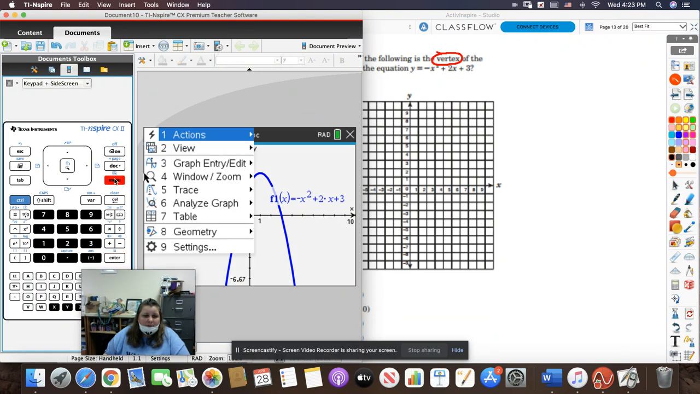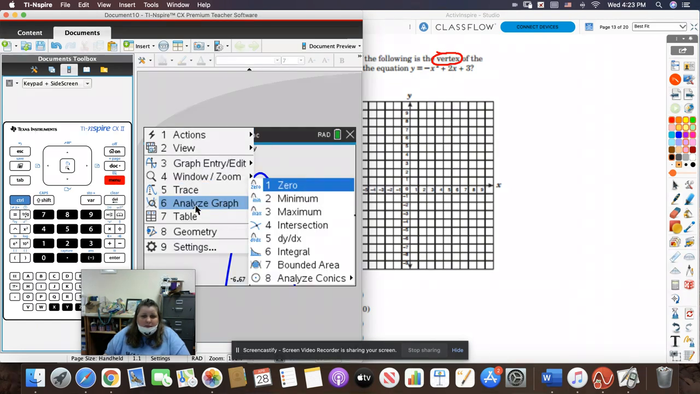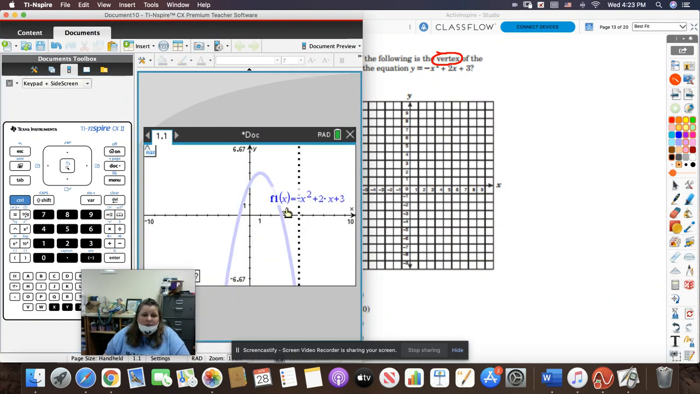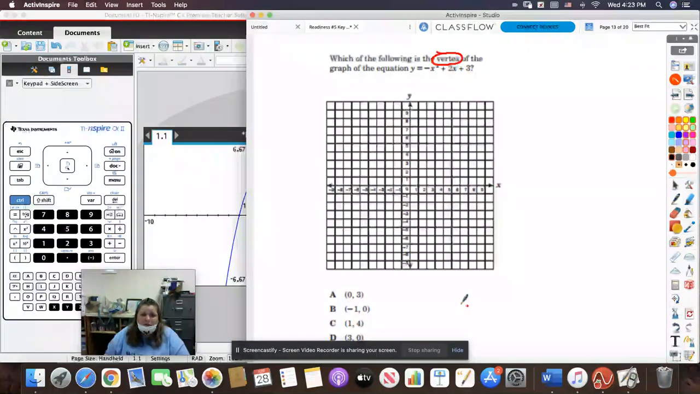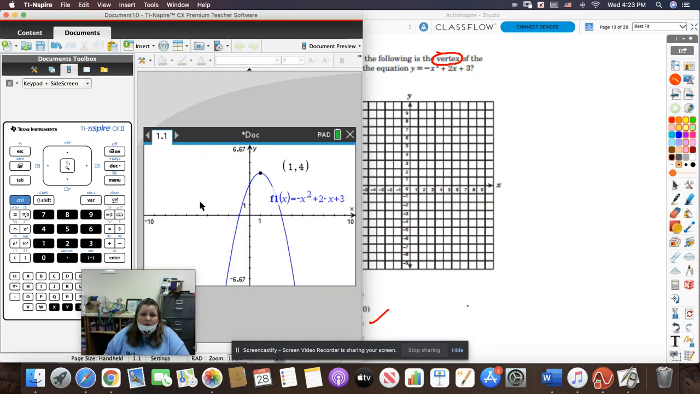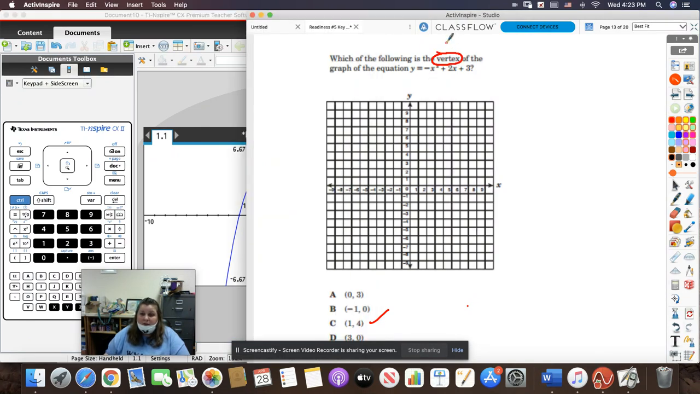Well, menu, analyze the graph, and notice what you have here. Maximum if it's up at the top, minimum if it's at the bottom. Maximum, I can click, slide, click. There's my answer. 1/4. Okay, so again, it's about vocabulary though. It's asking for the vertex. And it might also ask for the minimum. It might also ask for the maximum.